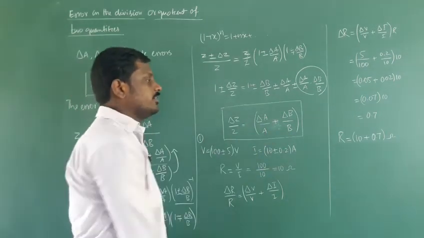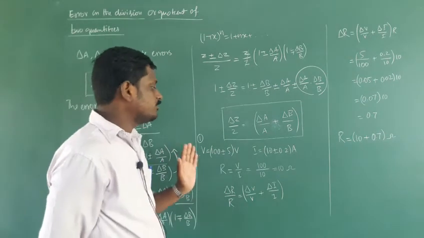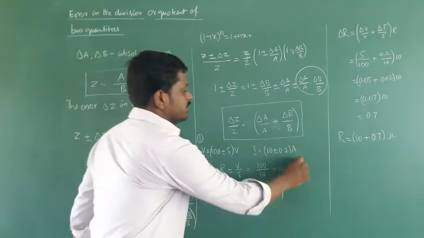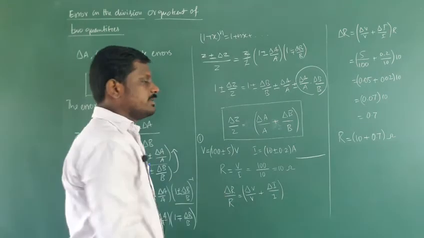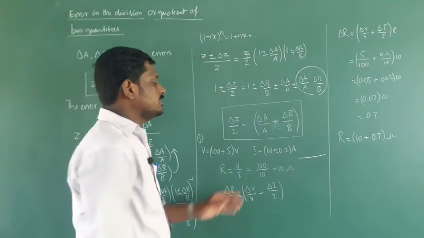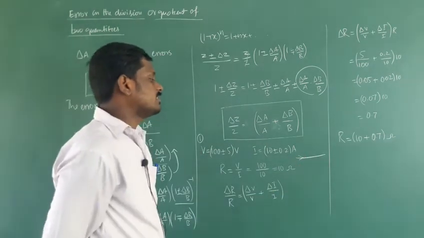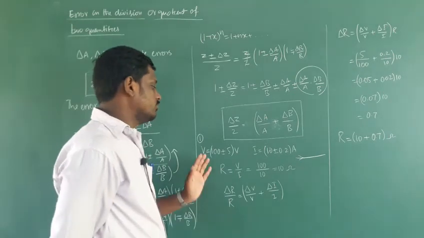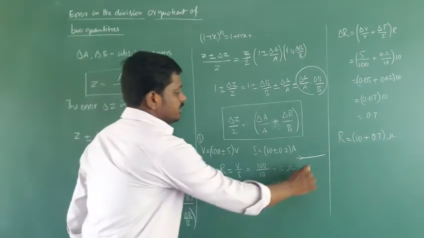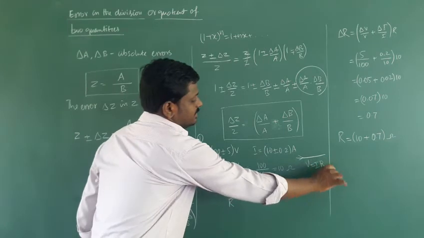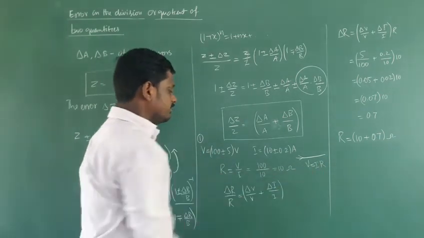Using the formula, we are going to solve a problem. There is a potential difference across a wire, that is 100 plus or minus 5 volt. Then there is a current flowing in the wire, that is 10 plus or minus 0.2 ampere. We know Ohm's law, V is equal to IR. What is the resistance of the wire? We are going to find it. So R is equal to V by I.